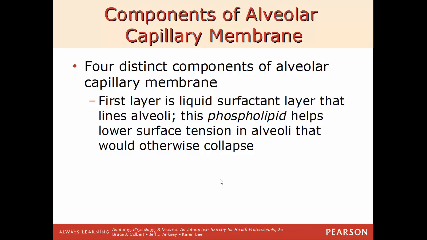All right, now we'll talk about the components of the alveolar capillary membrane. There are 4 distinct components of this membrane. The first layer is the liquid surfactant layer. This will line the alveoli. And this phospholipid is what helps to lower the surface tension in the alveoli. If that wasn't there, the alveoli would collapse on itself and become non-functional.